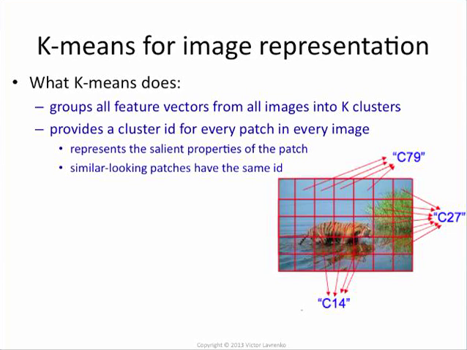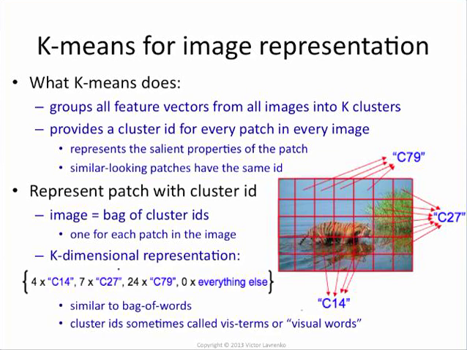You can then represent your image as a bag of these cluster labels. So it would look kind of like that, that image. It has four instances of C14, whatever C14 is, right? So C14 must be the yellowish and black kind of vertically striped thing. And it has seven instances of C27, so those are greenish grass-looking patches. And it has 24 instances of C79, which is smooth, bluish-looking patches. And it won't differentiate between the water and the sky, but that's okay.